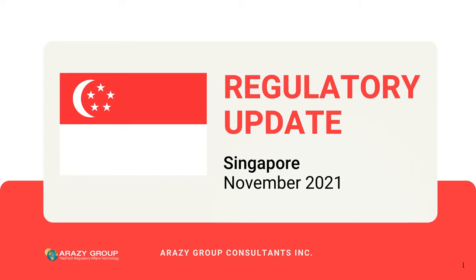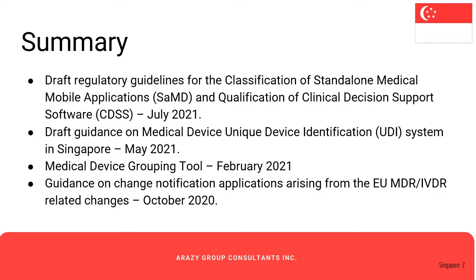Today's update from Singapore will cover the following. New draft of guidelines for the classification of standalone medical mobile applications and qualification of clinical decision support software that was issued and opened for public comments in July 2021. The new draft of guidance on medical device UDI system in Singapore that was issued and opened for public comments in May 2021. Third, the medical device grouping tool. And lastly, the guidance on change notification applications arising from the EU MDR, IVDR related changes that have been implemented since October last year. Let's discuss each update in detail.